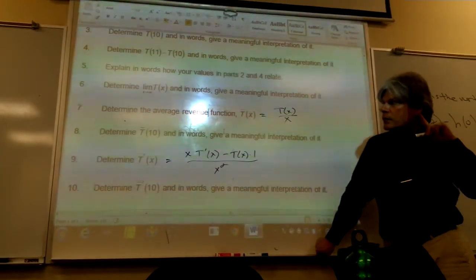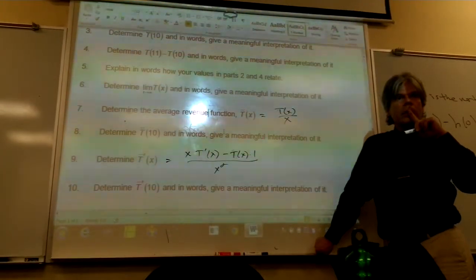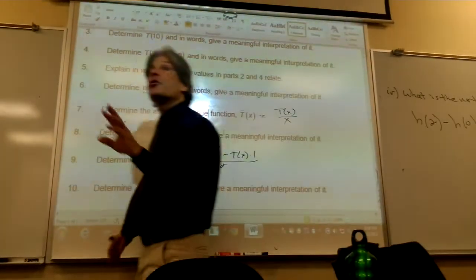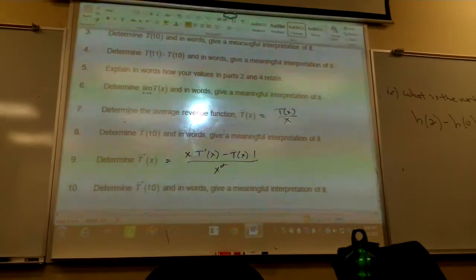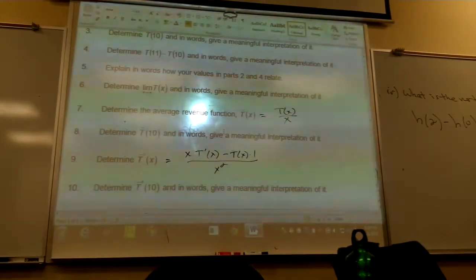So it would represent the average revenue over 10 years. I think it's the average revenue per year, but only over the first 10 years. Whereas T bar of 20 would probably be a different value, because that would be the average revenue per year over a 20-year period. So the quantity would differ. You guys agree?